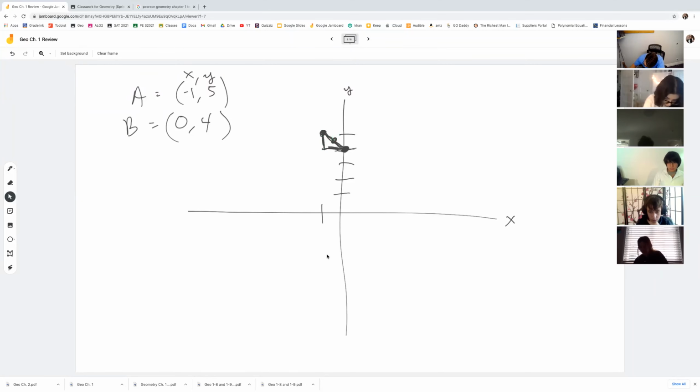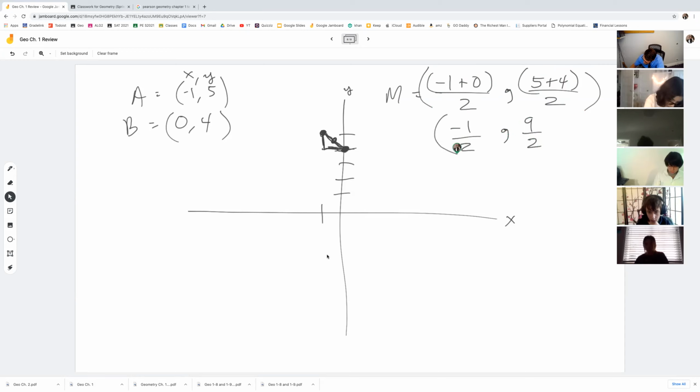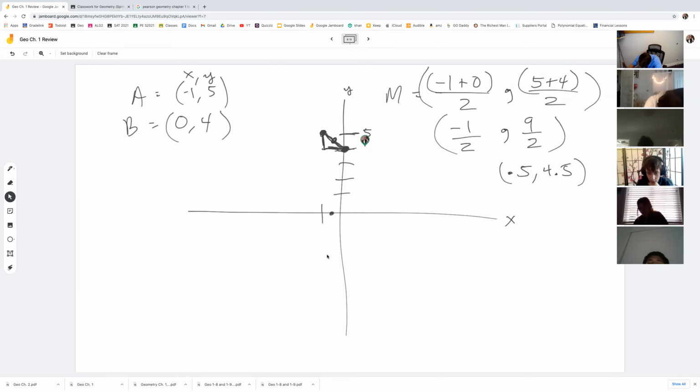The midpoint would be x plus x over 2, comma, y plus y over 2, and that would be -1 over 2, comma, 9 over 2, which is 0.5, comma, 4.5. And if you look here, this is 0.5, this is 5, 4, this would be 4.5. So the combination of 4.5 and 0.5, that point is the midpoint of that line.